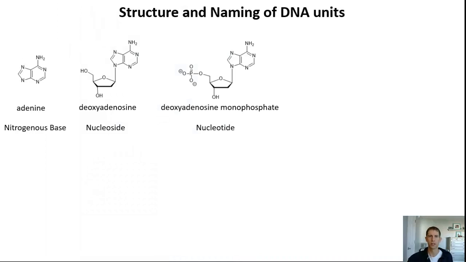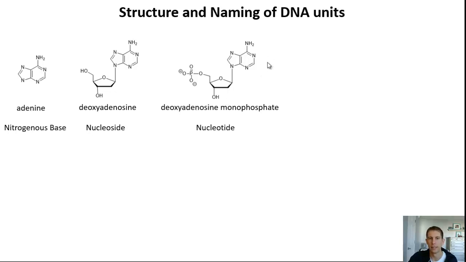So first, let's discuss the structure and naming of DNA units. A DNA unit is referred to as a nucleotide. This nucleotide has a phosphate, so we have a monophosphate, one phosphate group. And we have our sugar, our deoxyribose sugar. It's deoxy because we don't have an alcohol functional group on carbon number 2 of our ribose sugar.